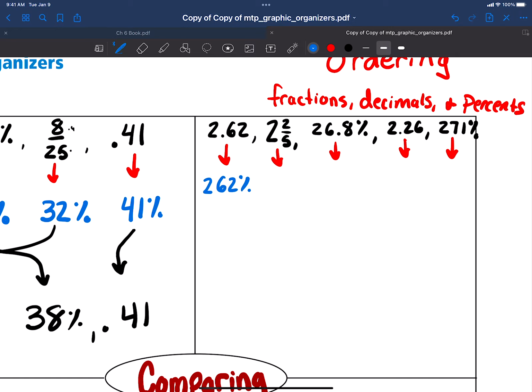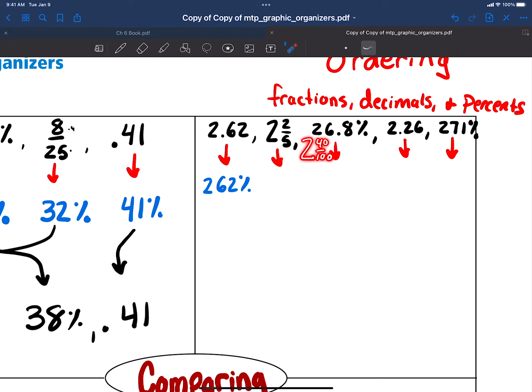Now, 2 2/5. Let's change that 5 into 100 pretty easily, right? If I want this to be 100, I would multiply it by 20. So I'd multiply this by 20. 20 times 2 is 40. So it'd be 2 and 40 over 100.